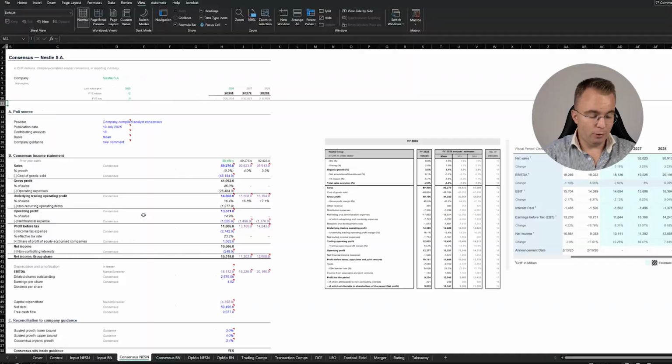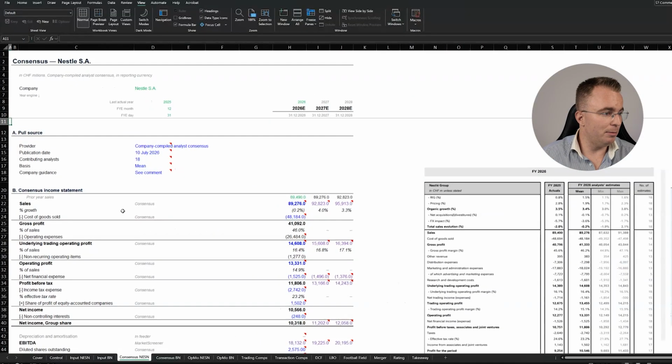And the main source we always have to use first is going into the company's website under investor relations, and there you can find published consensus estimates or even guidance figures that they might have. For Nestlé, we'll look at this as an example.